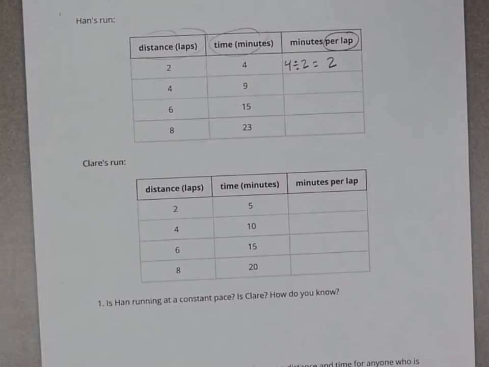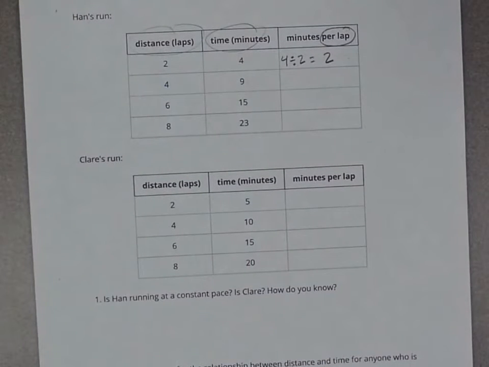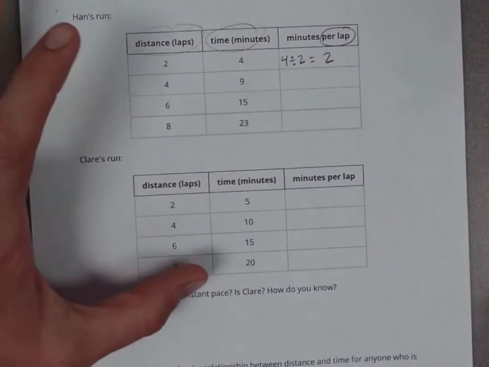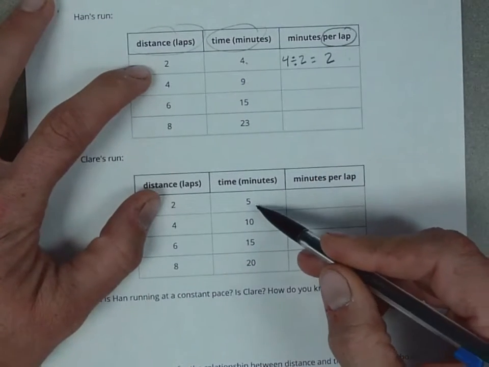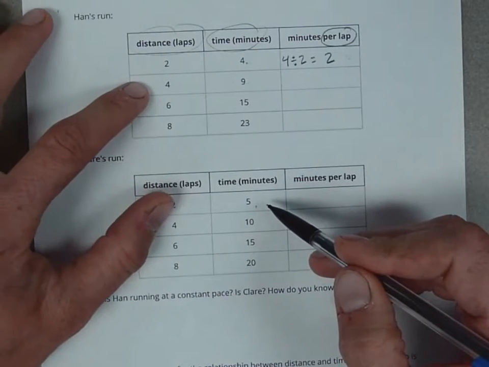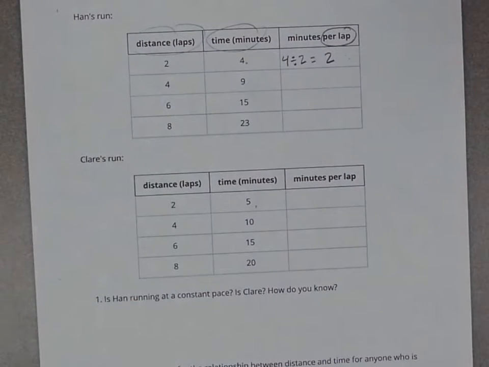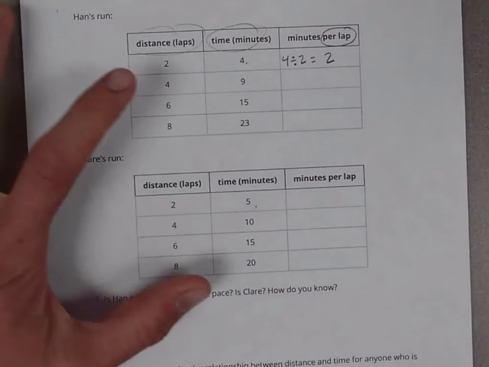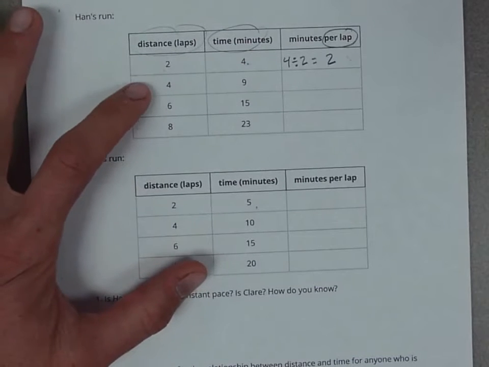Okay, let's go through these. So, let's start with Han. Now, we know that he starts off running faster than Claire because his first 2 laps he ran in 4 minutes, where Claire took 5 minutes to run the first 2 laps. All right, and then after 4 laps it took Han 9 minutes, so what are his minutes per lap after 4 laps? After 4 laps, what is he running minutes per lap?